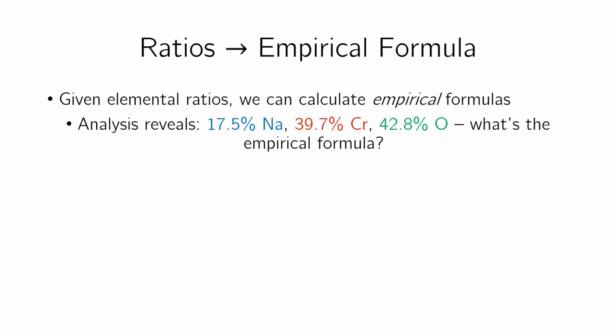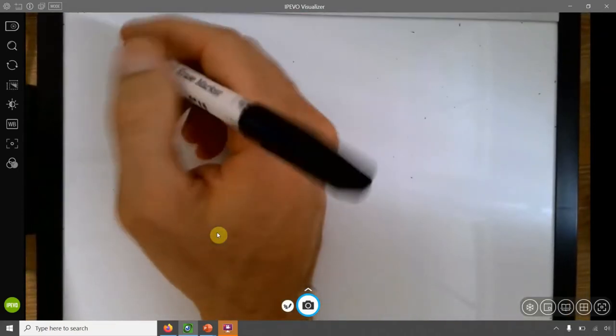So let's look at this particular example. Someone did this analysis and they came up with 17.5% sodium, 39.7% chromium, and 42.8% oxygen by mass, and they want to know the empirical formula of this compound. Again, I will have this here solved out, so you can refer to it later, but I will do this by hand with you so you can see it being done as well. So you have both options.